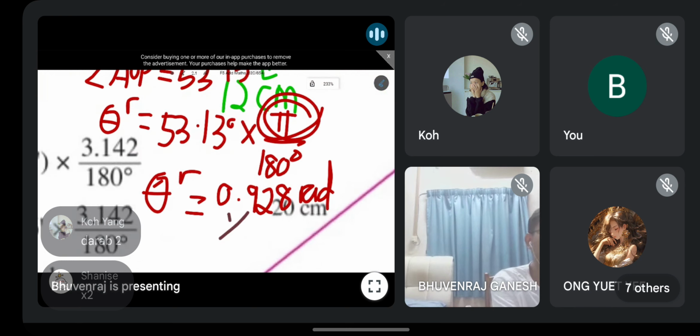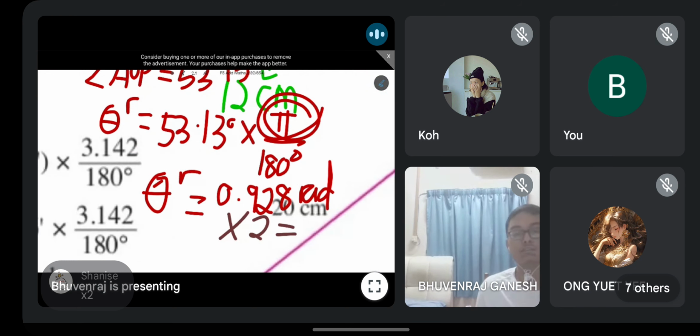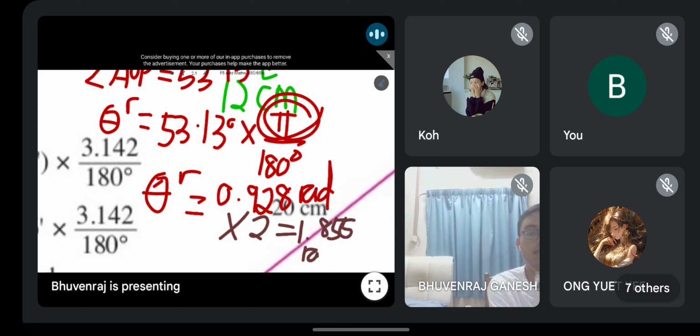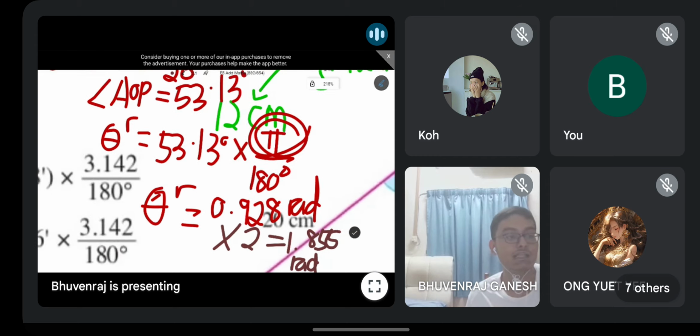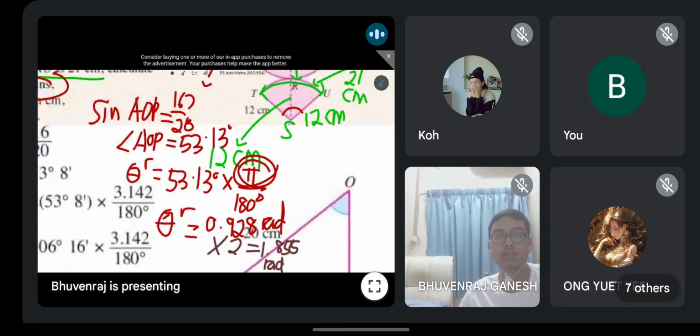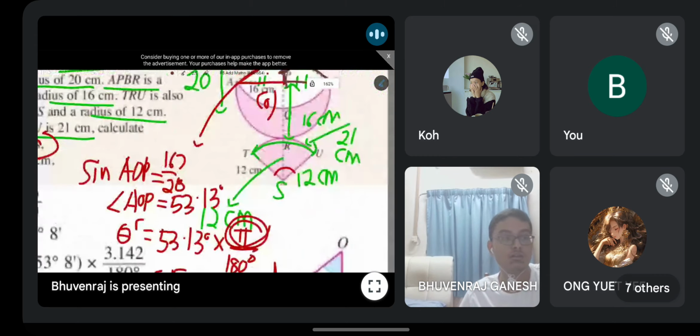Yes, very good. Darab dua saja nilai ni, you will get the answer for the question already, because the angle is the same. Sudut sama. So you will get 1.855 radian. Okay, this is the answer. Understand guys? Faham? This is paling mudah lah. Sangat pendek. Not much working to do.